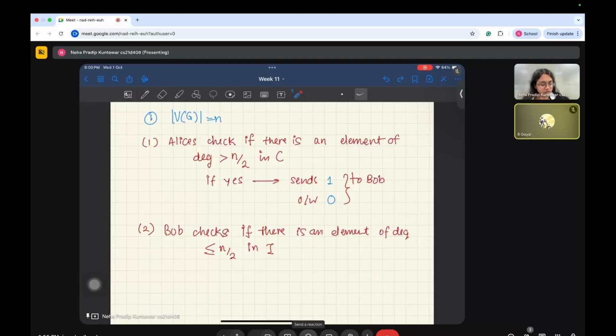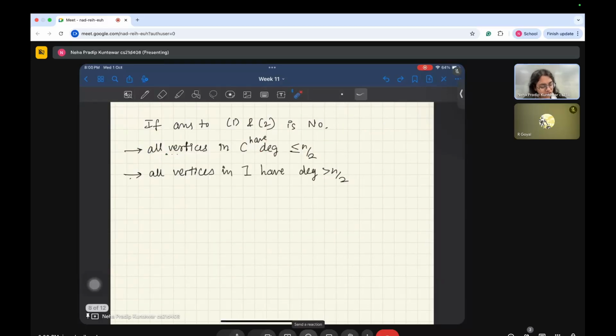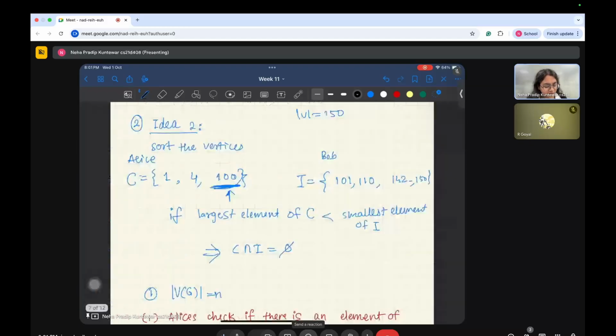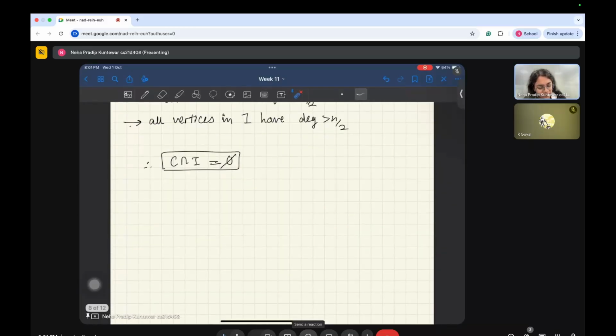Okay, so all we know is that if both the answers are no, then we know for sure that there is no intersection. Therefore, we can conclude that C intersection I is equal to V. Right. I understood now. Yeah. But the other case that we need to handle is if the answer to either one or two is a yes. So let's look at that case.